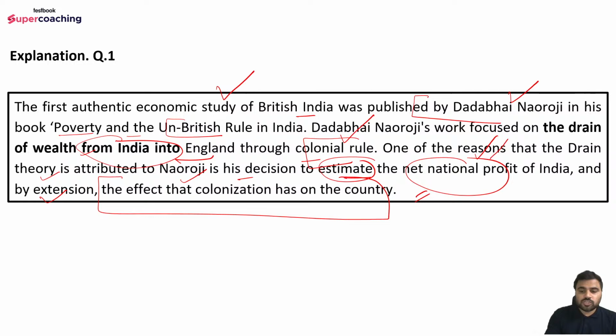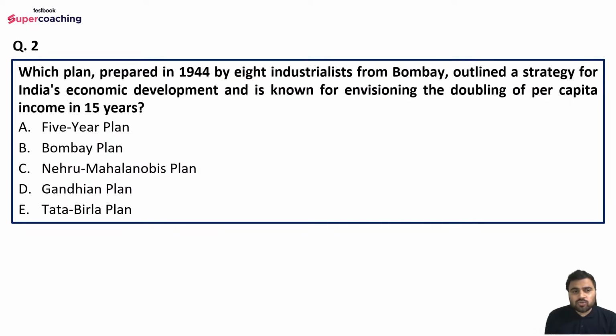ठीक है, चलिए मूविंग ऑन टू द क्वेश्चन नंबर 2. Question number 2 is, which plan prepared in 1944 by 8 industrialists from Bombay outlined a strategy for India's economic development and is known for envisioning the doubling of per capita income in 15 years. Options are 5-year plan, Bombay plan, Nehru Mahalanobis plan, Gandhian plan or Tata Birla plan.